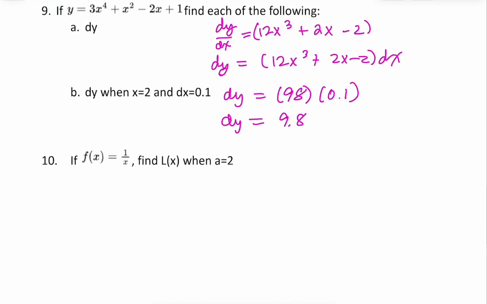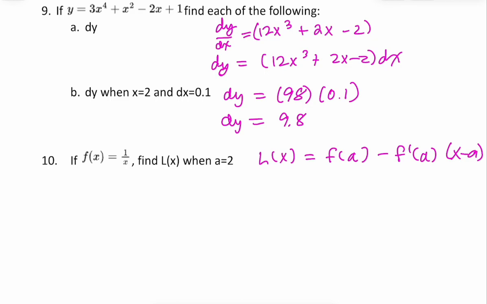And then finally, we have a linearization one, number 10. So the formula you want to have memorized for tomorrow is that L of x is f of a plus f prime of a times x minus a. So that's your formula. Get that into your brain. That's the formula you want to have memorized.